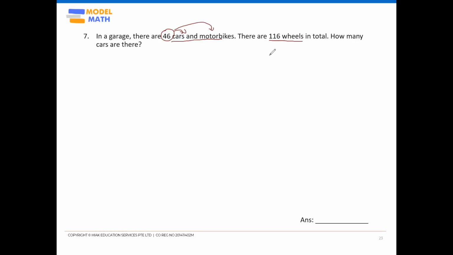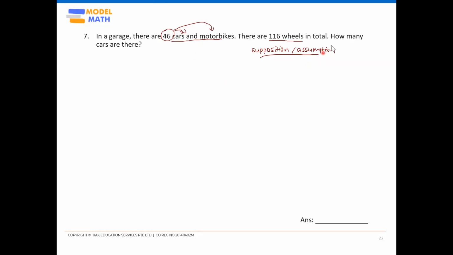One of the methods is you can use guess and check. The other method that I will introduce you today is called the supposition method, which is also known as assumption. This method is a much more useful method as compared to using guess and check or trial and error. And we shall take a look at how we are going to apply this supposition method.